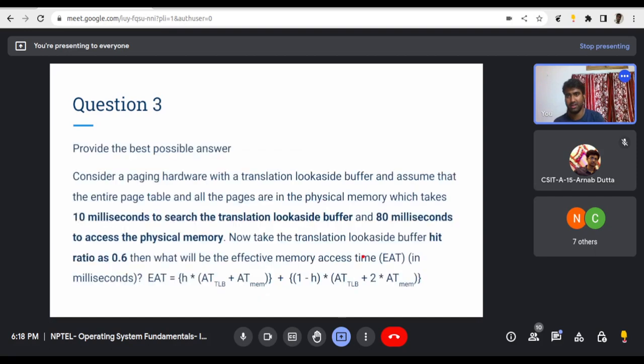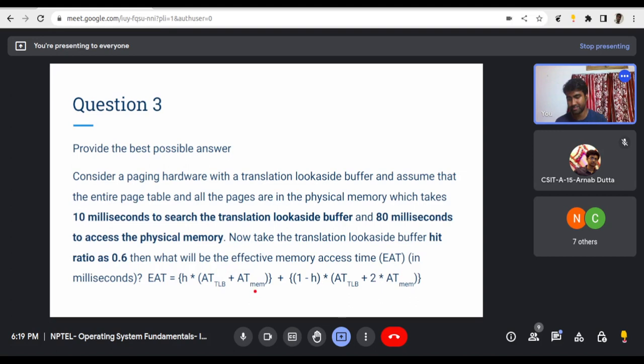Okay, so this is a numerical related to effective access time. Consider a paging hardware with a translation look-aside buffer, and assume that the entire page table and all the pages are present in the physical memory, which takes 10 milliseconds to search the translation look-aside buffer, and 80 milliseconds to access the physical memory. Okay, now take the translation look-aside buffer hit ratio as 0.6. Then what will be the effective access time in milliseconds?